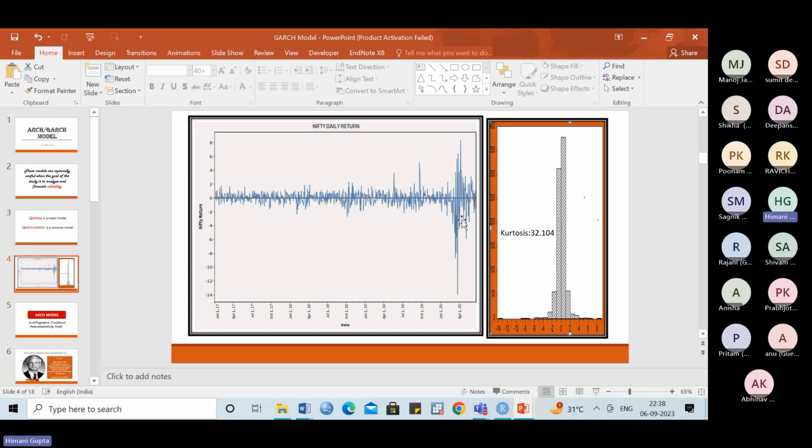And if positive news gives a 10% return and negative news gives a 10% fall in my stock price, that means there are similar results. So it will be named the standard GARCH model. That means a similar effect is there. This is a symmetric model. So we have two kinds of models in ARCH and GARCH: one is symmetric and one is asymmetric GARCH.